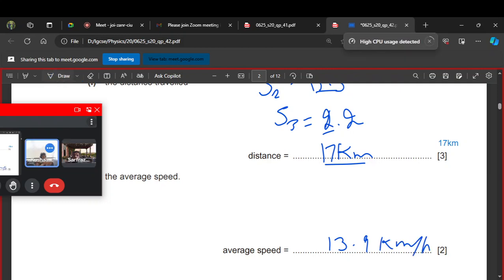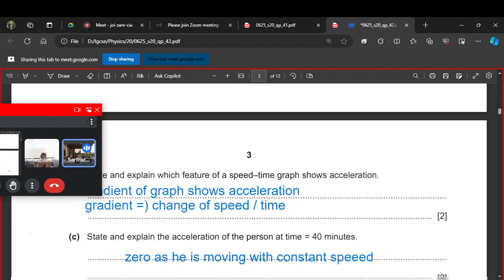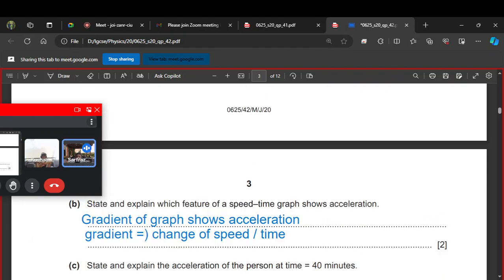Next question says: state and explain which feature of the speed-time graph shows acceleration. Acceleration is change in velocity over change in time. But he is asking which feature tells us that this graph is showing acceleration. Gradient. Yes, it's gradient. So the gradient of the graph shows the acceleration. Okay, very good.